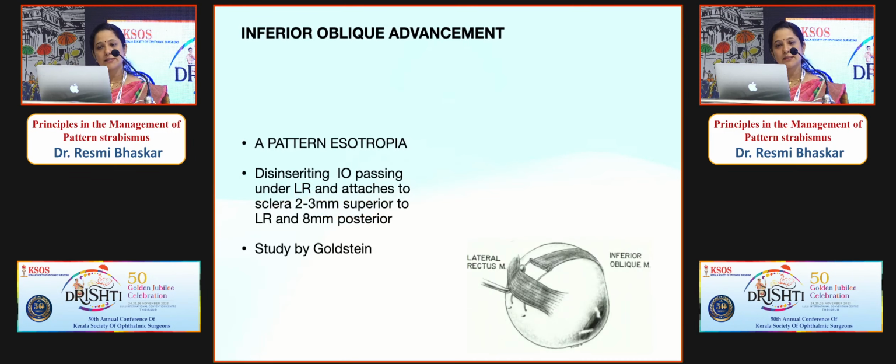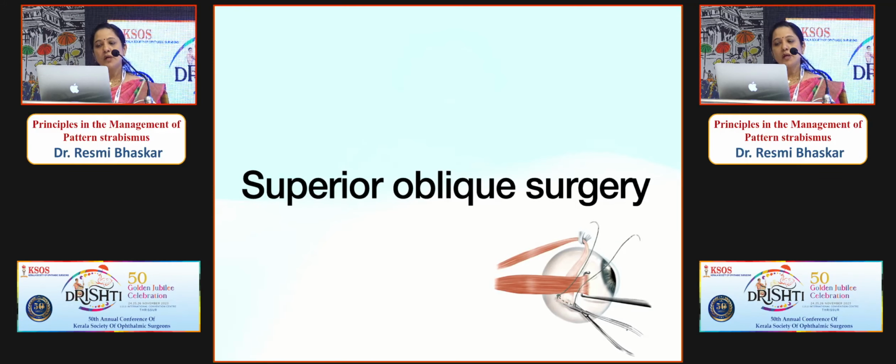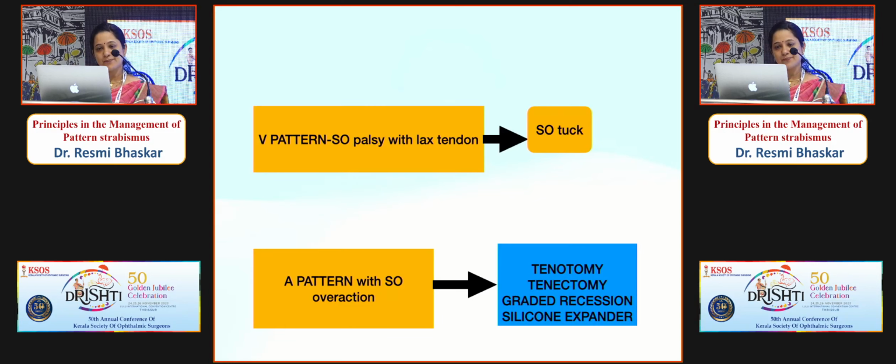This is a postoperative picture of a child who had a DVD along with an inferior oblique overaction and a large V pattern. Inferior oblique advancement has also been described for A pattern esotropia. Here you are disinserting the inferior oblique and passing it under the lateral rectus and attaching to sclera 2 to 3 millimeter superior and 8 millimeter posterior to the lateral rectus. Now coming to the superior oblique surgeries.